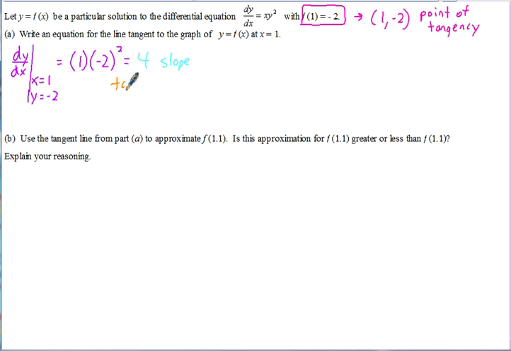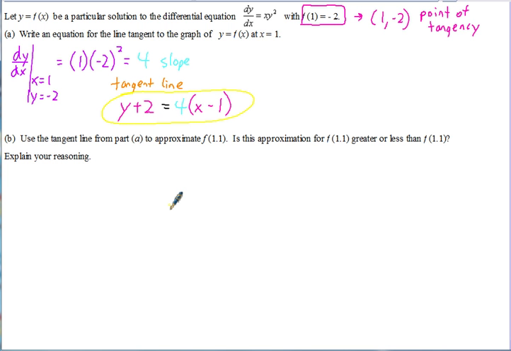So there's the slope of our tangent line. So our tangent line at x equals 1 would just be, again, in point slope form, y minus the y coordinate is -2. So minus a -2 makes it +2 equals the slope, which is 4, times x minus the x coordinate, which is 1. So that's the answer for part A. There's our tangent line at x equals 1.